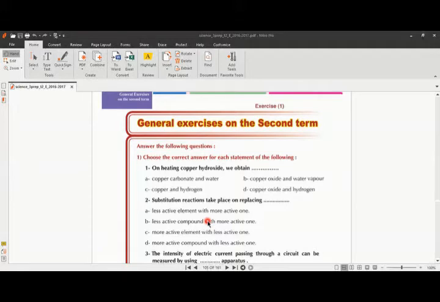So which one is right here? The substitution takes place on replacing what with what? The less active with more active, or the more active with less active? Of course, it will be the less active elements with the more active one. Why? Because in this sentence, the more active one replaces the less active one. Okay.